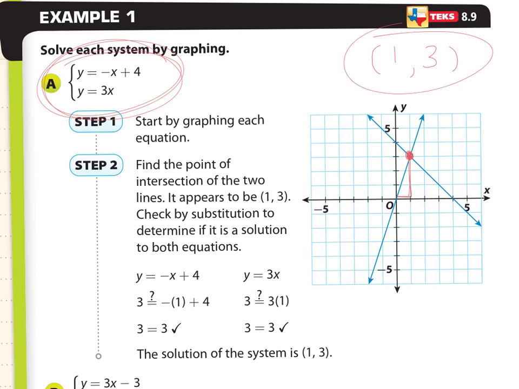Cool. All right, now, if you're watching the video, you're not going to be able to see this because I'm going to do it up on the board with the calculator. But I want you to see how we can use our calculator to solve systems of equations.